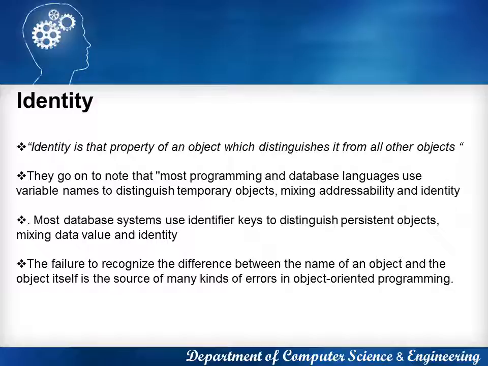Next, identity of an object. Identity is that property of an object which distinguishes it from all other objects. They go on to note that most programming and database languages use a variable name to distinguish temporary objects, mixing addressability and identity. Most database systems use identifier keys to distinguish persistent objects, mixing data values and identity. The failure to recognize the difference between the name of an object and the object itself is the source of many kinds of errors in object-oriented programming.